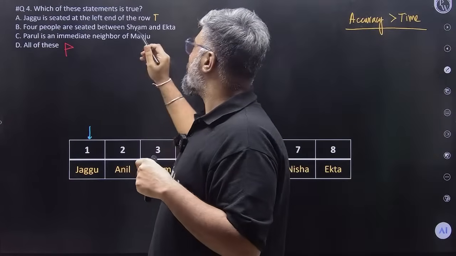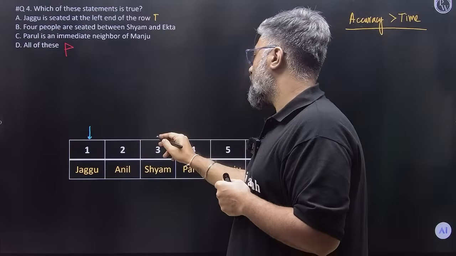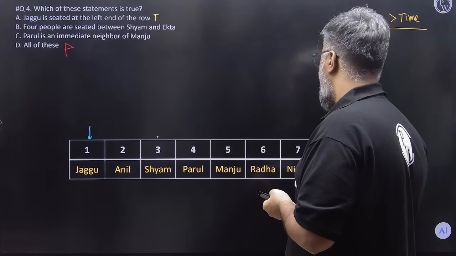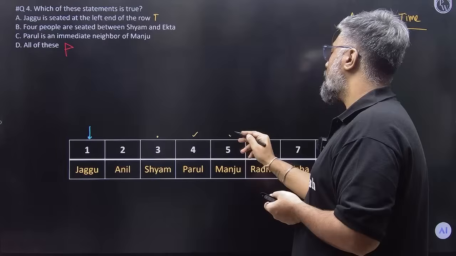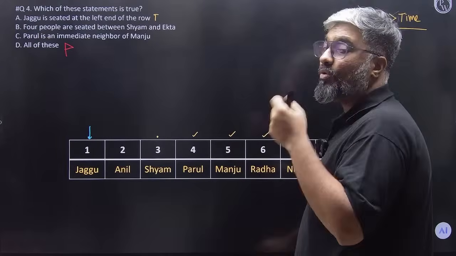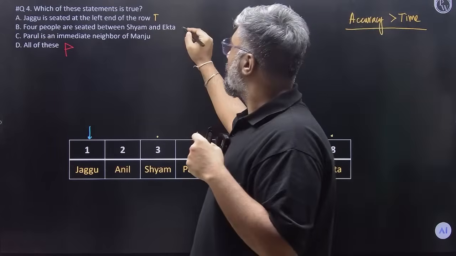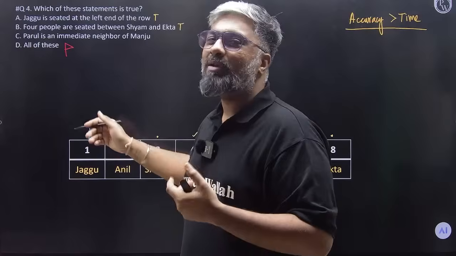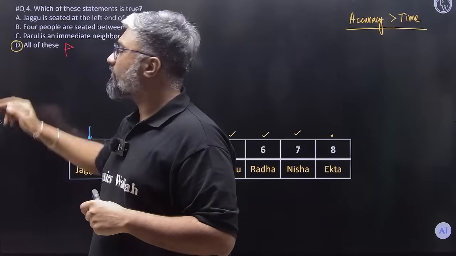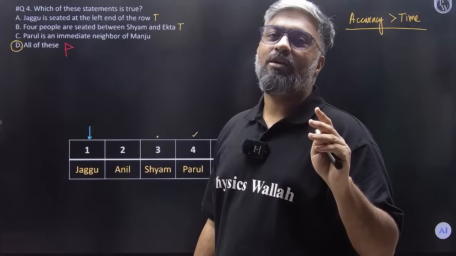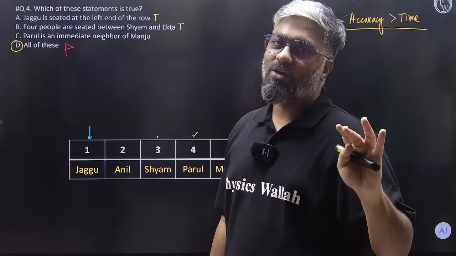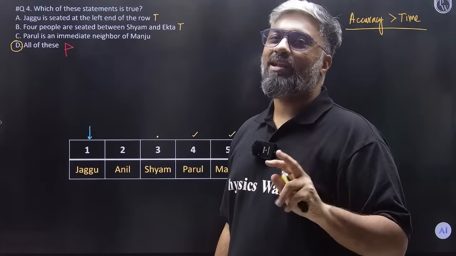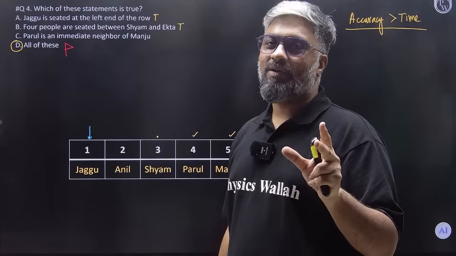4 people between Shyam and Ekta. Shyam is here. Ekta is here. Are there 4 people? 1, 2, 3, 4. Oh my, this is also true. Now you can blindly go and select D, because if 2 out of the 3 options given are true, then it has to be all of these only. But still, if you feel like, no, I'm kind of shaky, I'll check the third one also, check it.